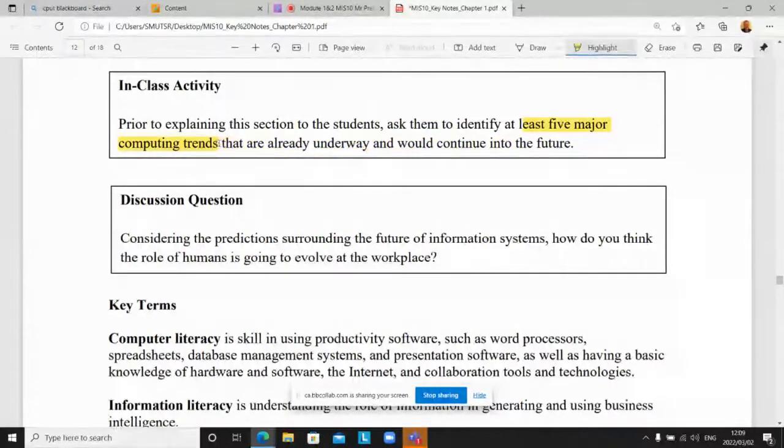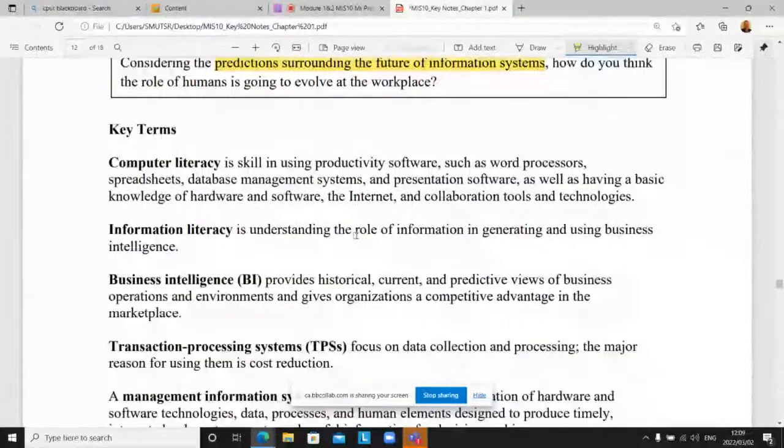This one is critical. You will get a question on that. Predictions surrounding the future of information systems. One of them I have mentioned at the beginning of the lesson is artificial intelligence. And how is the role of humans going to evolve? They're going to become programmers, guys. Your key terms, I don't think I need to go through these. We've done it, and all of them are relevant.